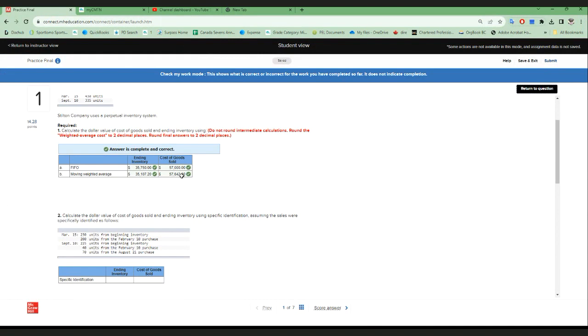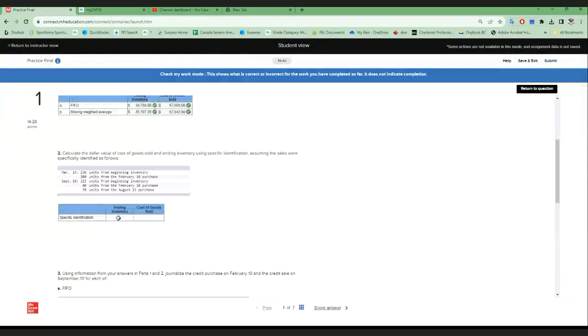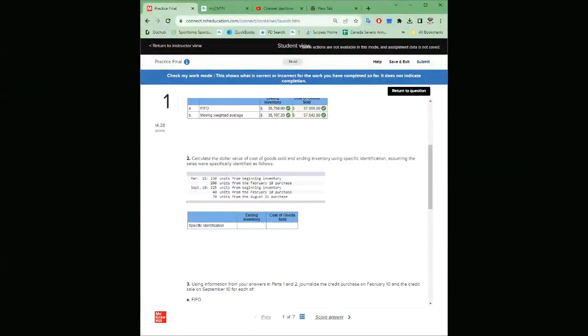Okay, the only one I didn't prep, because I wanted just to make sure I showed you, was our specific identification. So I'm just going to copy our FIFO here, and I'm just going to move this to be a half screen. This is specific identification. Specific identification follows the same format here at the beginning, and it follows the same format of just keeping them separate. The only difference is that when you make a sale, it just tells you exactly which items are sold.